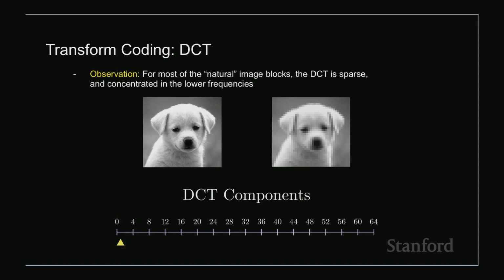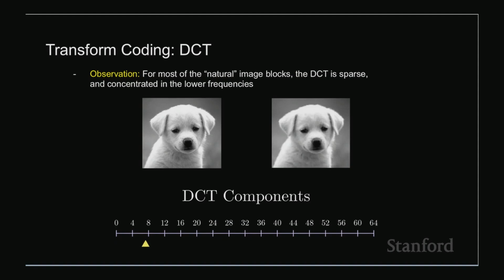And already you see it has gotten the structure of the dog, right? And this is just with 2 DCT components in this case. So we zeroed out 62 DCT components and still could recover this. Maybe I can add more, right? At around the first 8 DCT components, now my reconstruction looks really nice, right? And so this is the power of transform coding.